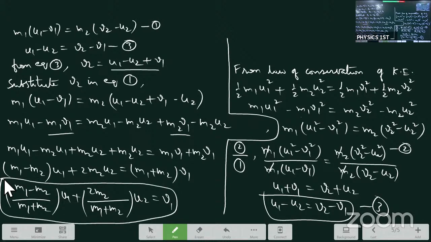Then we have to find out the V2 value. How to find out? Take the same. Once again I repeat what I did: I took the V2 value from equation 3 and substituted in equation 1. We got the V1 value. Same way, you take the V1 value from equation 3, substitute in equation 1, you will get the V2 value. That is the way we have to go through it. Then next step, we'll go for that.